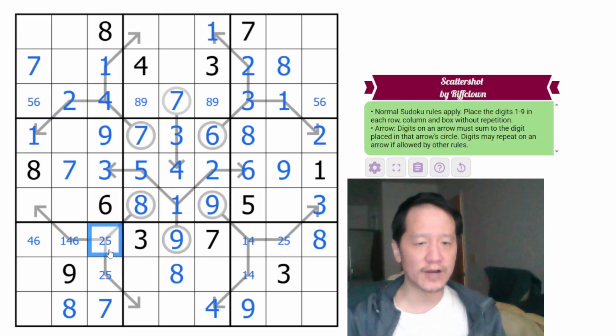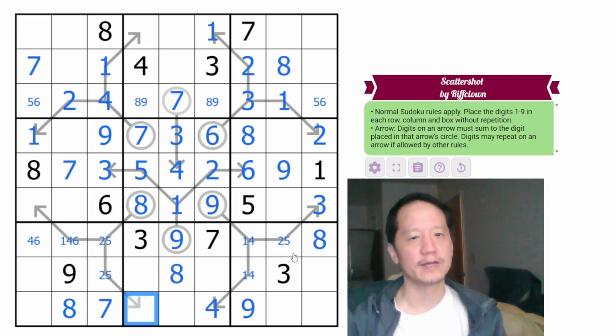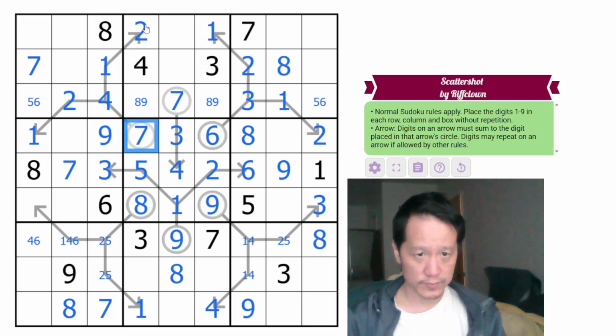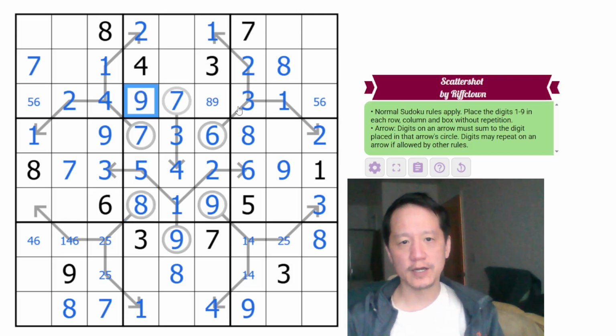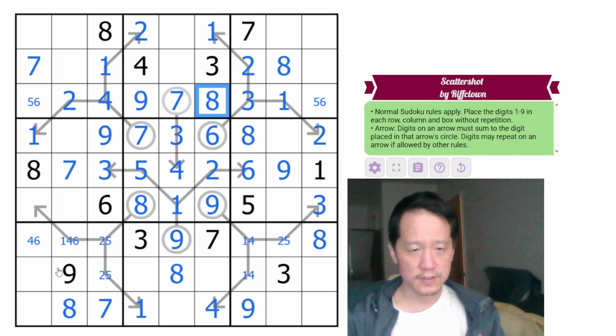This 2, 5 adds up to 7, so it must add up with 1 to make 8. This 4 and 1 adds up to 5, and you add a 2 to it to add up to 7 here. This can no longer be 8, so this must be 9, which makes this an 8. This is a 2-5 pair.